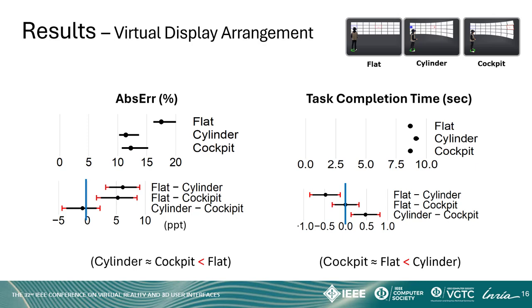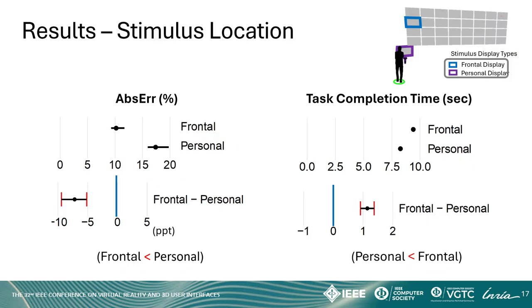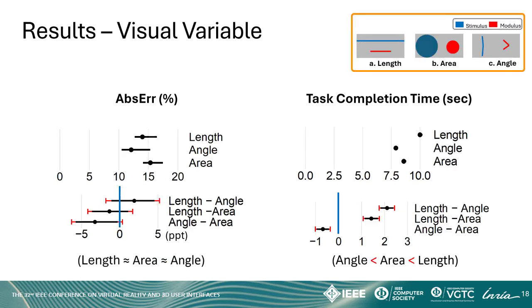First, results by display arrangements. The results show that cylinder and cockpit had lower absolute error than flat, but cylinder took longer task completion time than cockpit and flat display arrangement. Next, the results show that frontal had lower absolute error than personal, but it took longer task completion time than personal.